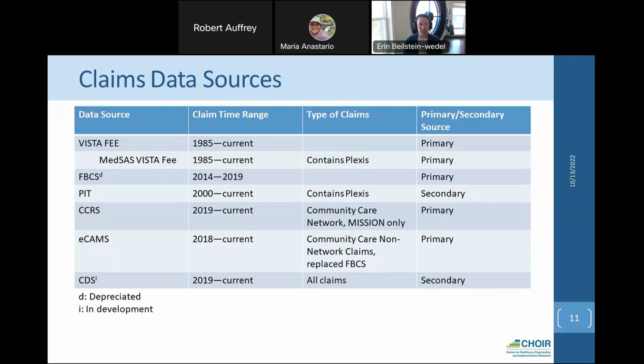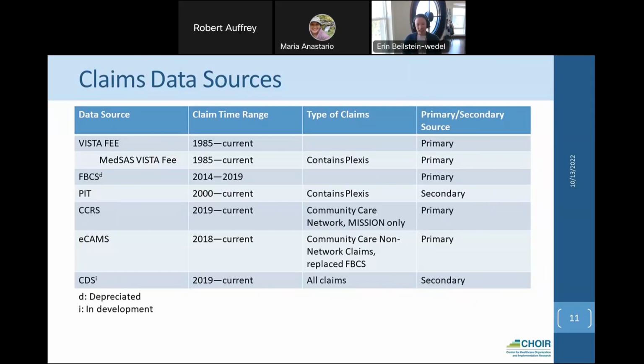CCRS is community care claims post mission, so it was stood up along with mission. And eCAMS is similarly associated with mission, but it's non-network claims, and it is the thing that replaced FBCS. And then CDS is in process. IVC is currently still building it, but it should have all claims from all systems, which will be wonderful. It will make me so happy.